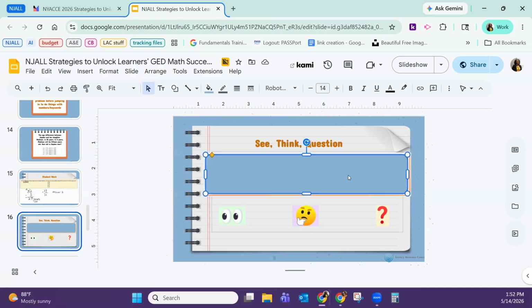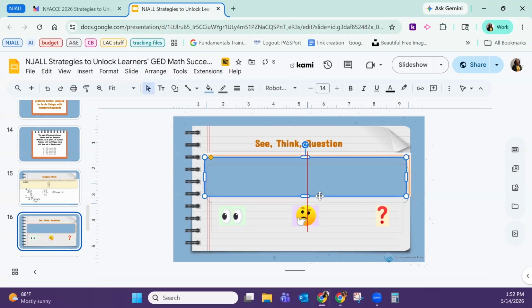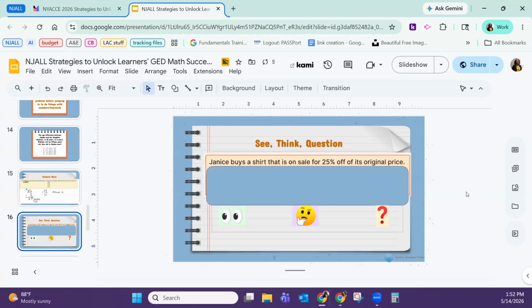And the reason I said slow reveal is because I know that sometimes it helps scaffolding to do a piece at a time because I really, really, really want them to stop, see, think, and question. So let's do it. Here's the first part. Janice buys a shirt that is on sale for 25% off of its original price. Give me one thing you see, one thing you think, one question you have.